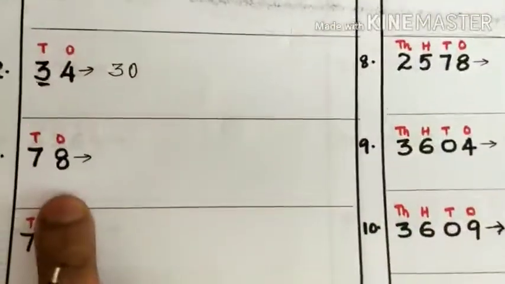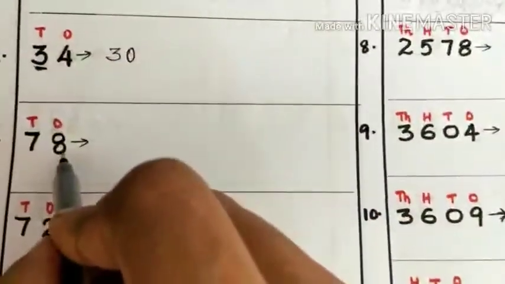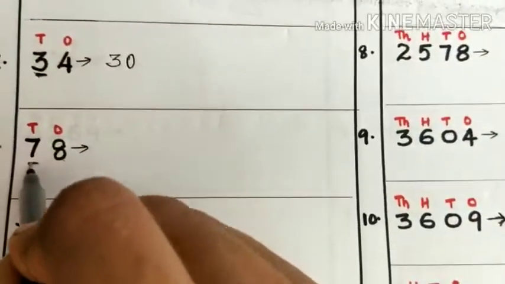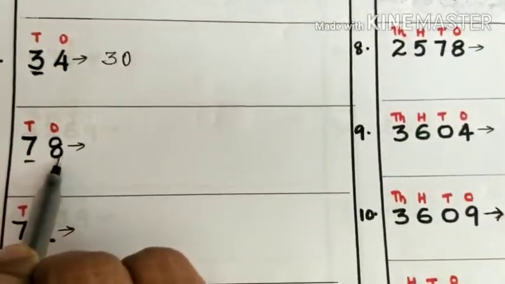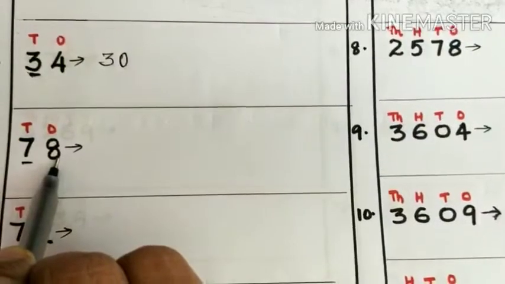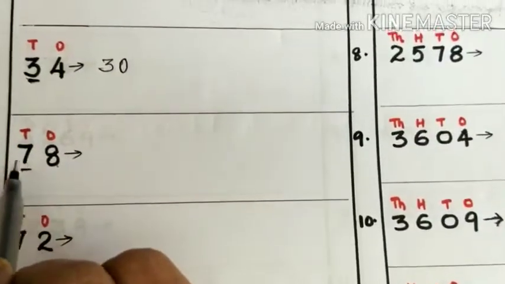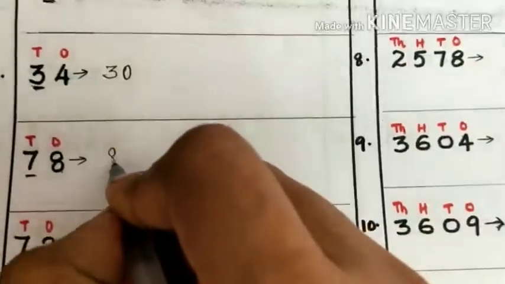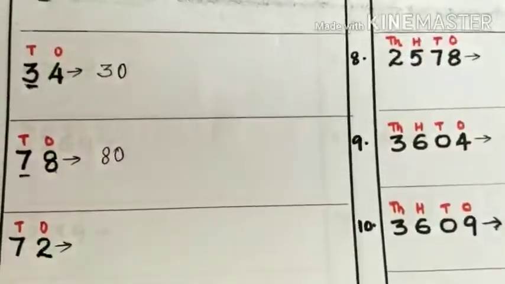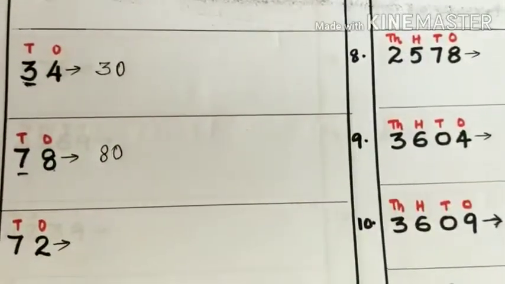Next 78. Ones, tens. Underline the tens place digit. Next digit 8. 8 is greater than 5. So 7 will change. 7 will become 8. 80. 78 is rounded up to 80.